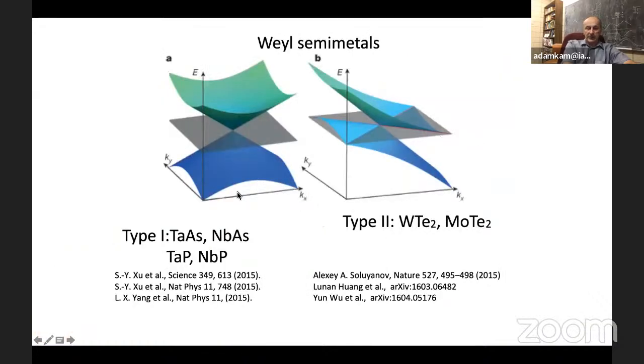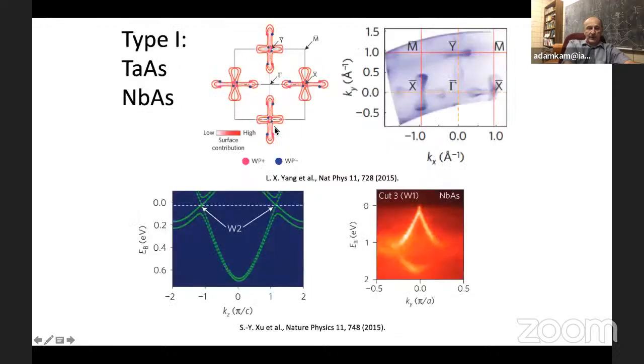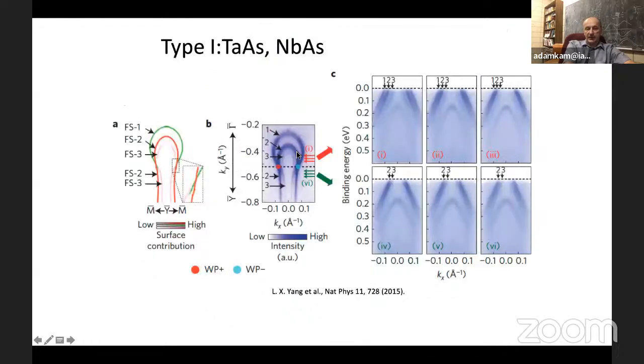Several of those examples were discovered primarily for type 1, which is tantalum arsenide, niobium arsenide, and so on. And there was some prediction back in 2015 of a type 2 Weyl semimetal, and the suspects here were tungsten ditelluride and molybdenum ditelluride. The first examples of tantalum arsenide and niobium arsenide were a very famous series of papers, primarily from the Princeton group, where they discovered the presence of Fermi arcs and confirmed with the experiment and calculations that these Fermi arcs signify the presence of the semi-metallic state.